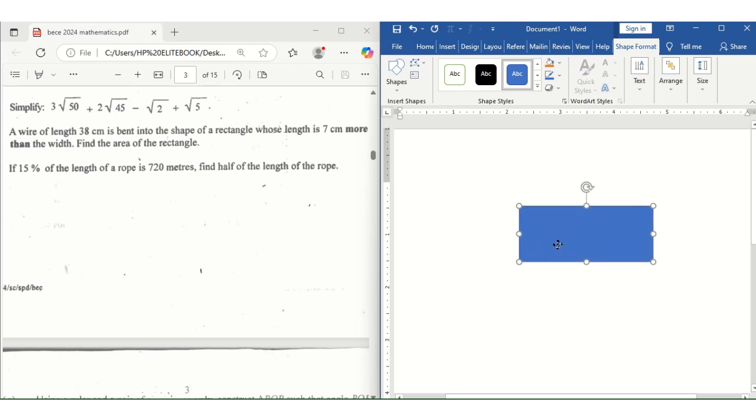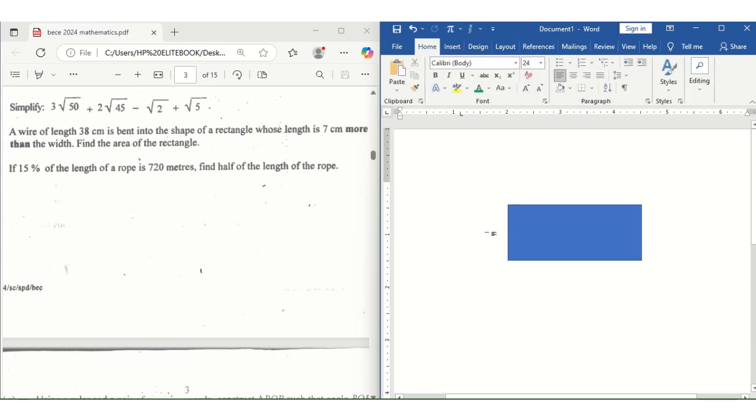because if we don't know the width, we can't know the length. So they say the length is 7 more than the width, so it means we need to know the width first before we can know the length. So the width of this rectangle, we can represent it with w. Then the length of this rectangle will be w plus 7.